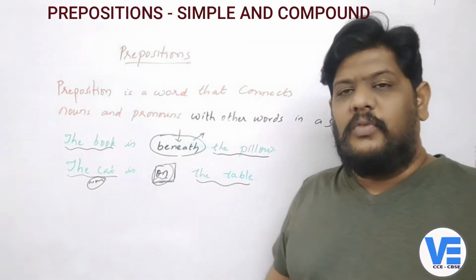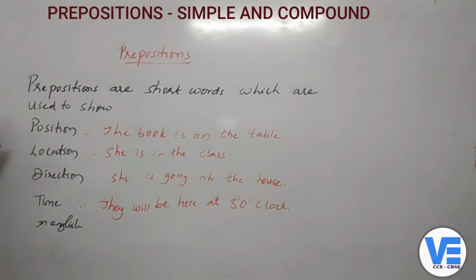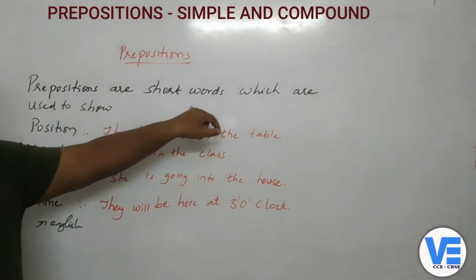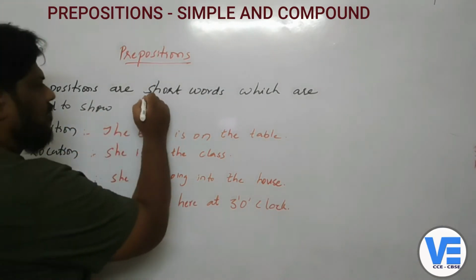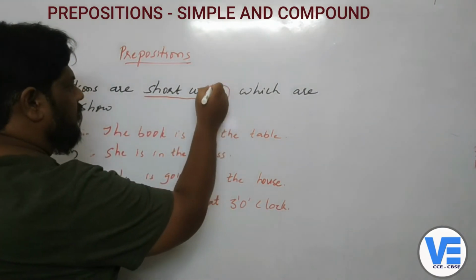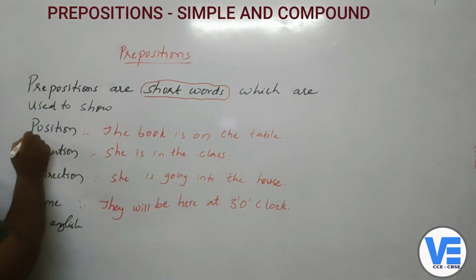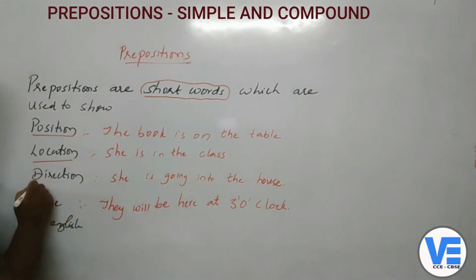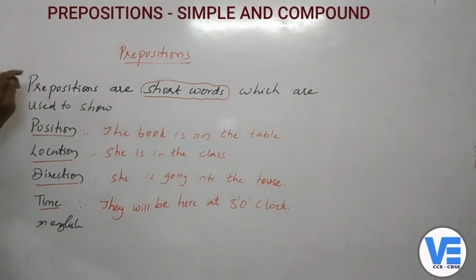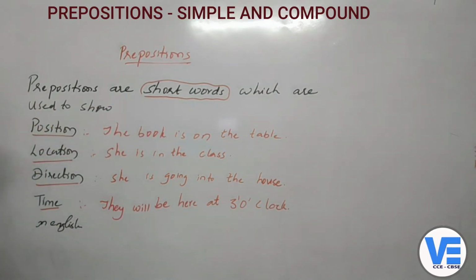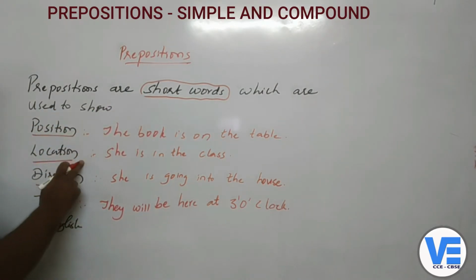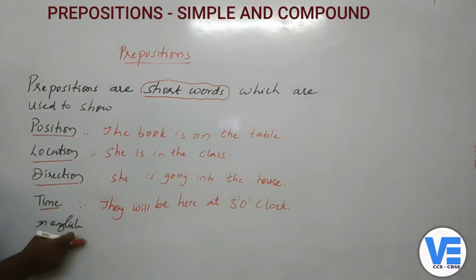In the other definition, a preposition can also be defined as short words which are used to show position, location, direction and time in English. So what are prepositions here? They are the short words which basically show the position, location, direction and time in English.